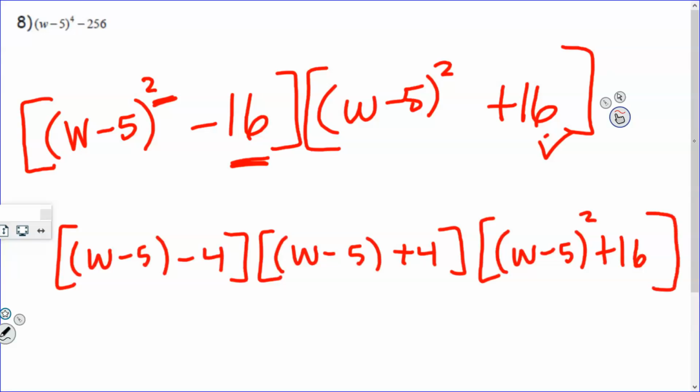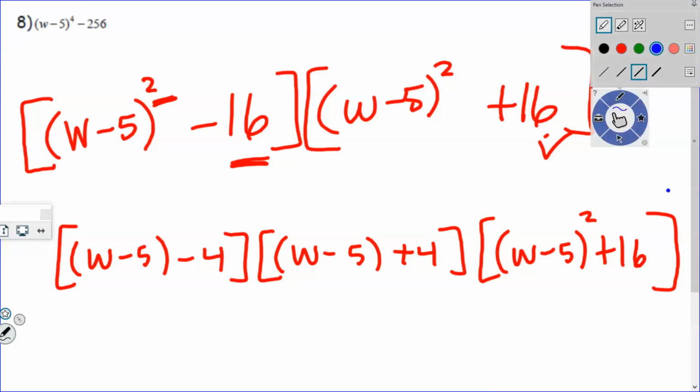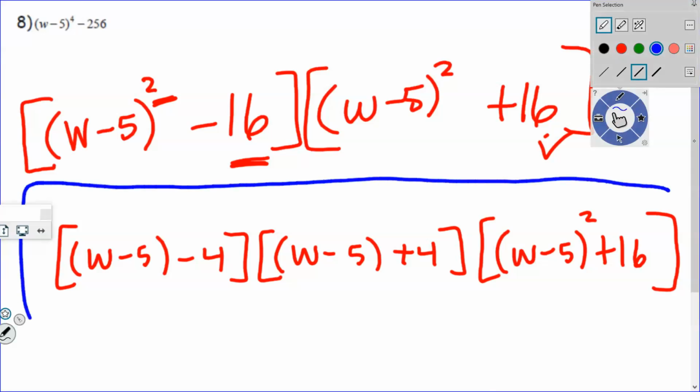Now listen, don't get square happy. What I mean by that is, oh, there's a minus sign and it's perfect and I got to keep going. Can I keep going? Why not? It's raised to an odd exponent. What's W minus 5 raised to? Yes. Can't do it. Okay, let's box this in and see what's next.